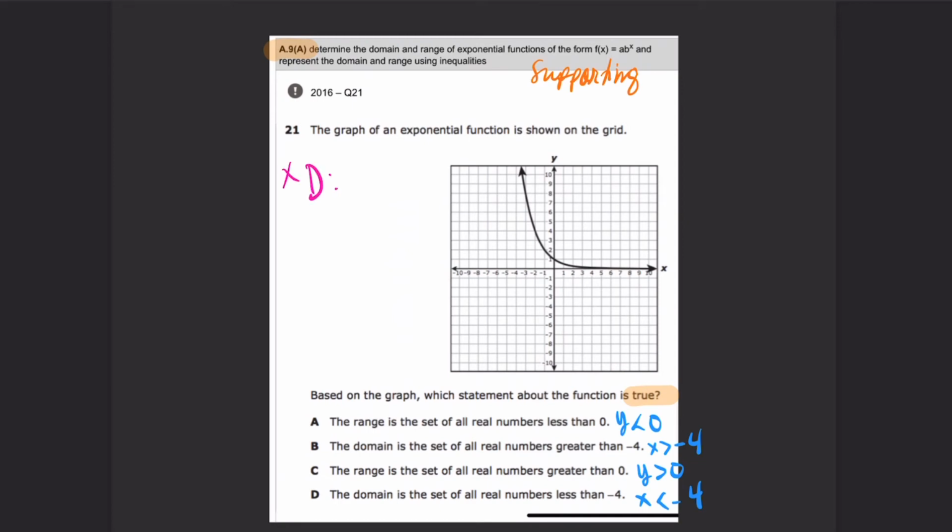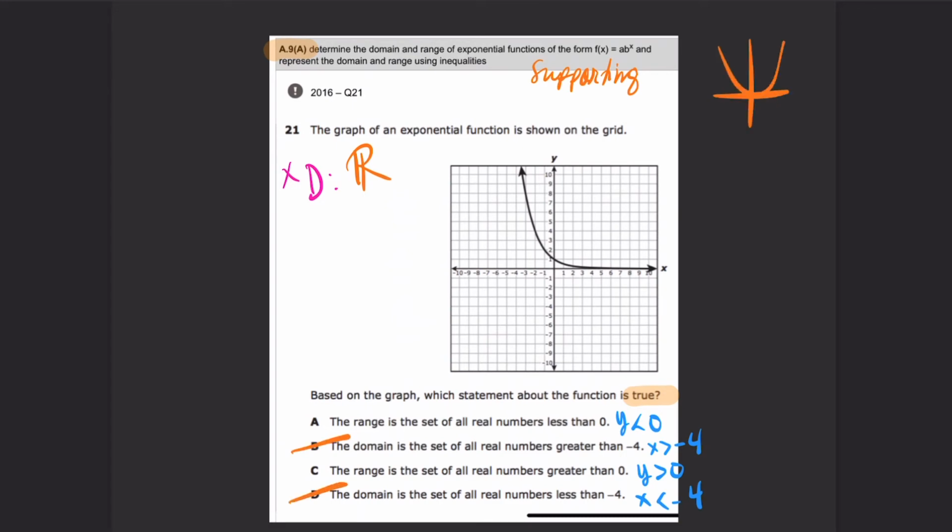Domain is x values from left to right. If this graph goes to the left, the x values are approaching -infinity. As the graph goes to the right, the x values are approaching +infinity. Therefore, the domain for this graph is all real numbers. So that's how I know B and D are not correct.